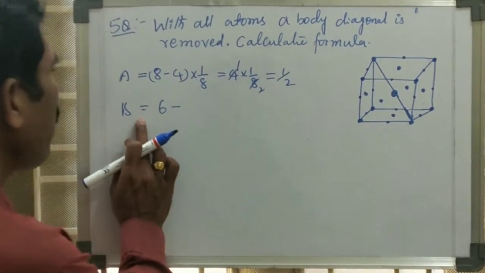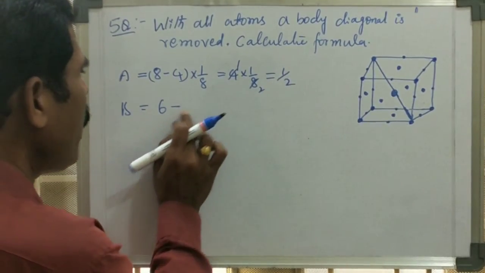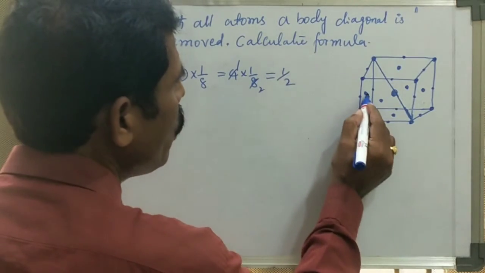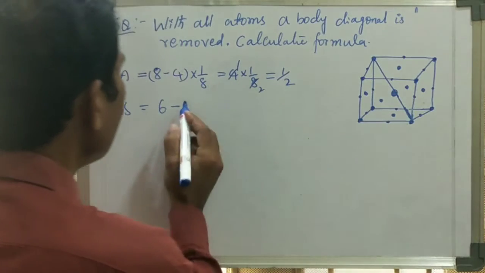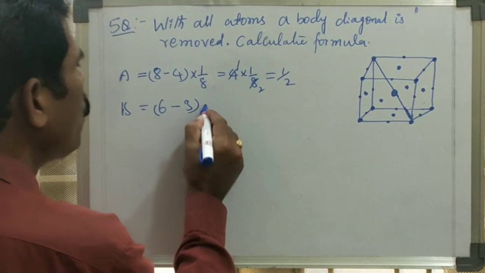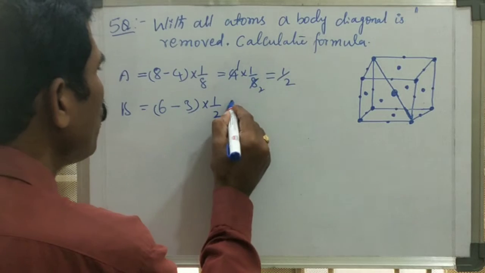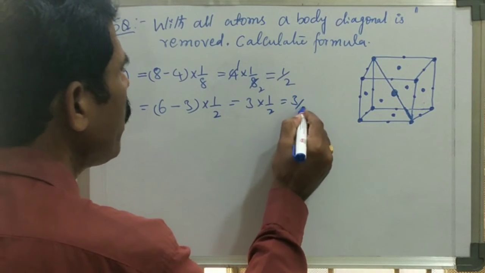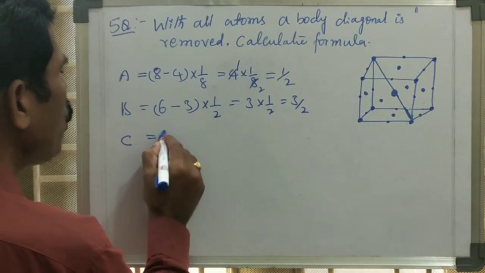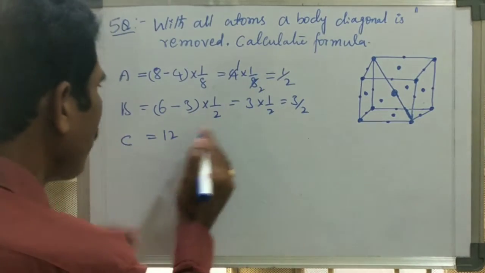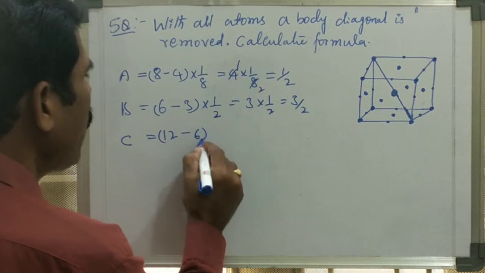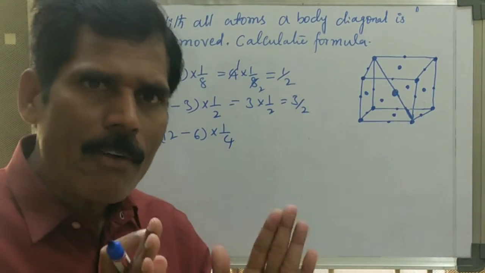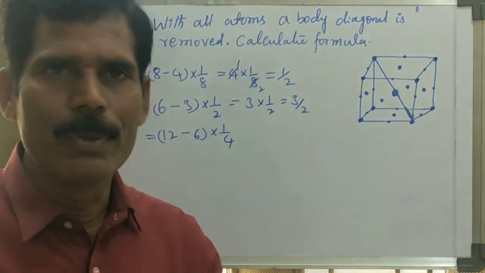Yes. So for B, totally 6 faces are there and half of them are removed, right? Here 1, 2, then 3, right? 3 and its contribution is 1 by 2. So 3 into 1 by 2, that is 3 by 2. Then go for C, 12 edge centers are there, half of them are removed, 6 and its contribution is 1 by 4. So body diagonal means half of each and every atom is removed, right?